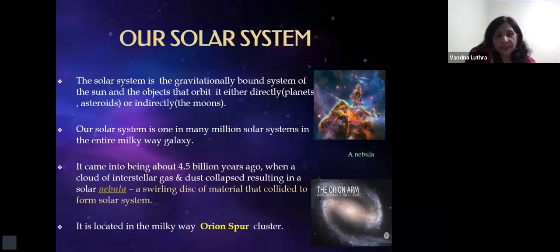And we all know that it has been approximately 4.5 billion years since a cloud of interstellar gas and dust collapsed, resulting in the solar nebula, and it is located in the Milky Way Orion Spur cluster.